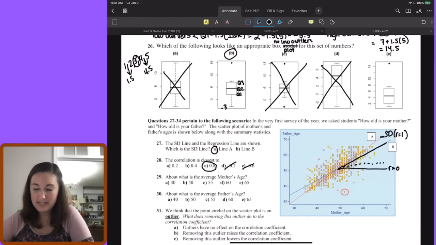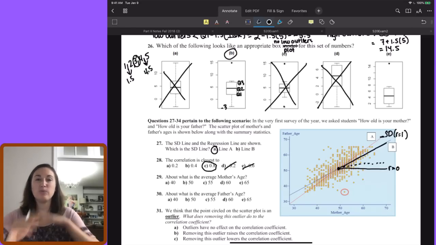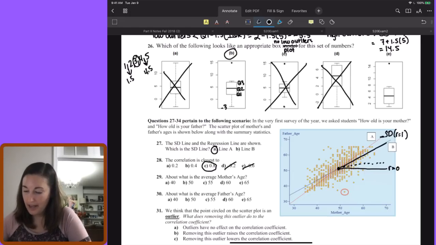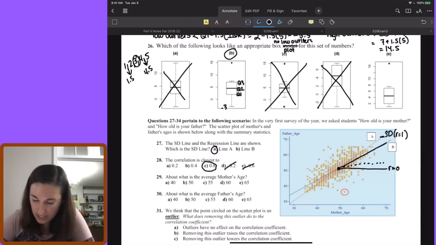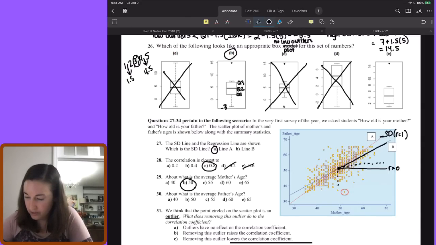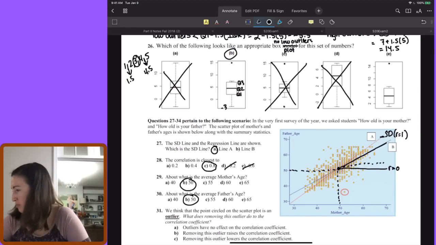Let's see, what is the average mother's age? Okay, well, I said here's the point of averages. The point of averages is always where the two lines meet. And it looks like about 50. 50 is probably the closest one for mother's age, right? If I just go here and then go down. Yeah, right about 50. What is the average father's age? It looks like, honestly, about 50 too. They're both about 50.